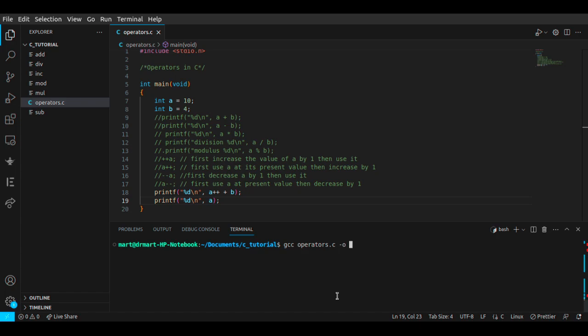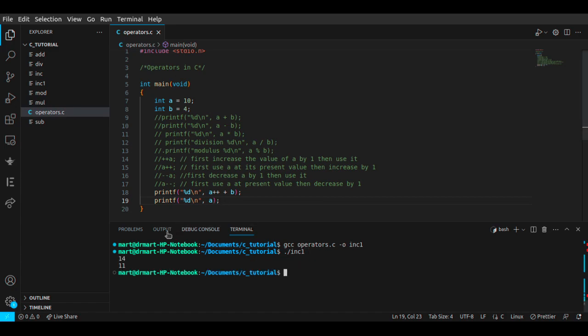And then I'm going to output it as ink, right? Let's do ink 1. So let's run this ink. So you can see the first line outputs 14 because we are using A. So the A presently is 10. So we added A to 4. So 10 plus 4 is 14. But then after we use that value of A, we increased it by 1. So on this line, A becomes 11. 10 plus 1 becomes 11.